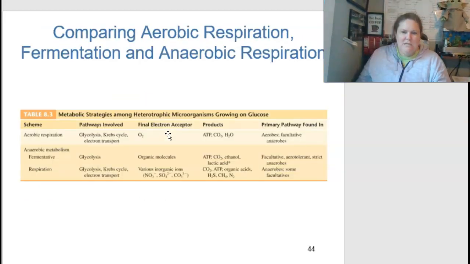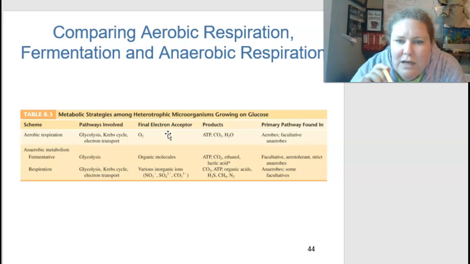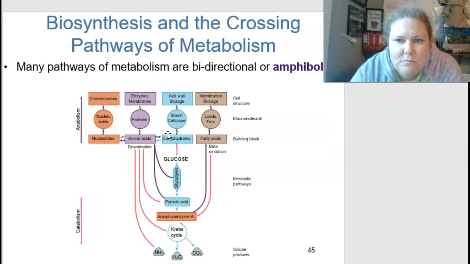So when we want to compare and contrast aerobic respiration, fermentation, and anaerobic respiration, we have this handy-dandy little table that was shown at the very beginning of this chapter. In my book, it's page 238. So you have the pathways that are involved, the final electron acceptor, the products, and then the primary pathway that it's found in. So this would be a great one to make a flashcard or draw a picture so that you can really understand it.